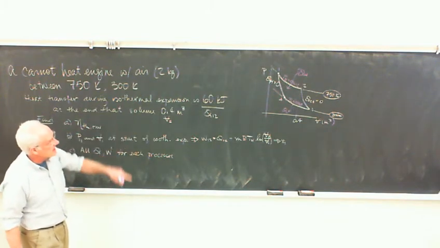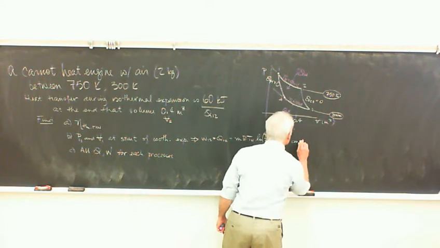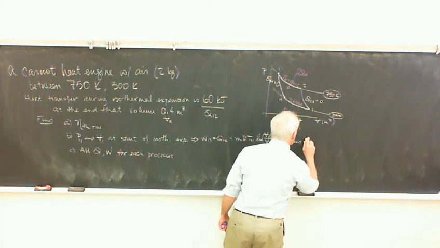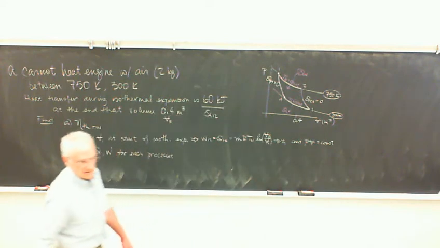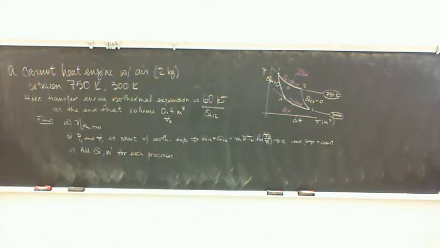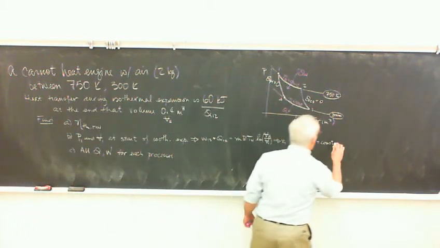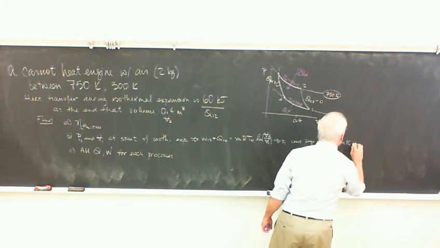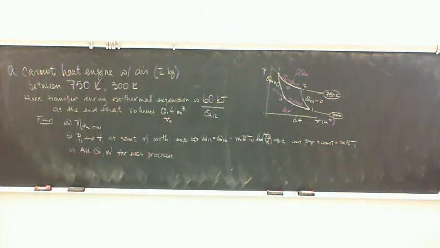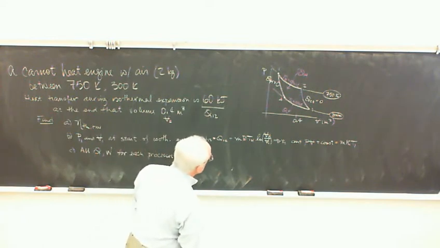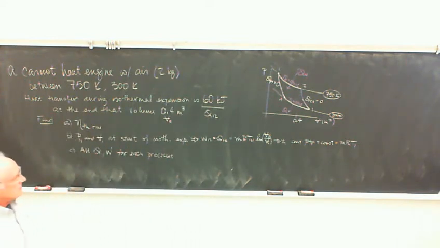Since this process, 1-2, is isothermal, then T is a constant, which means PV is also a constant. And that constant happens to be mRT. So you can use that to find P2, actually use that to find both P1 and P2.